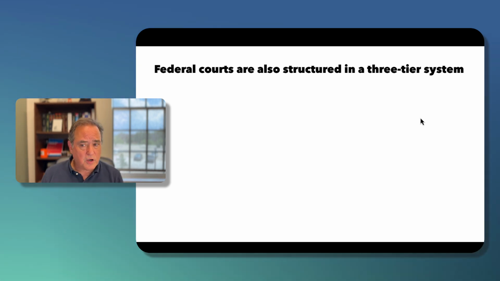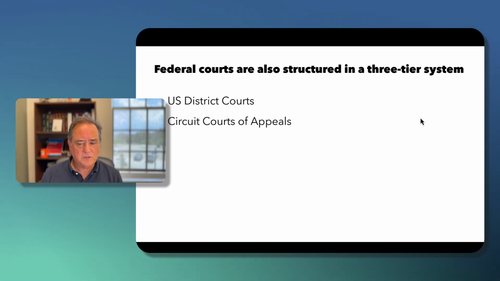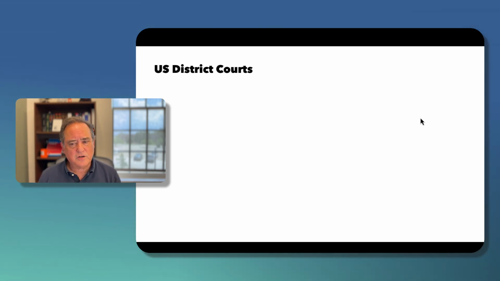Now, federal courts are also structured in a three-tier system. And at the bottom level are U.S. district courts. Above them are circuit courts of appeals. And above them is the United States Supreme Court. So let's look at each of these in turn, starting with U.S. district courts.